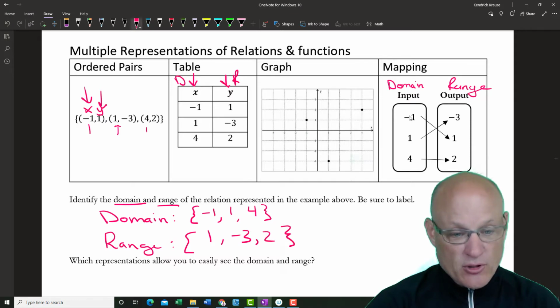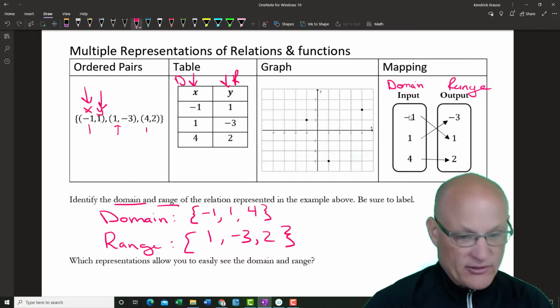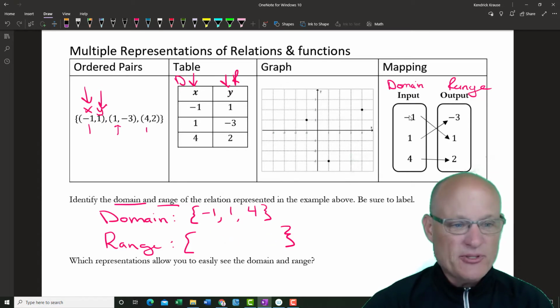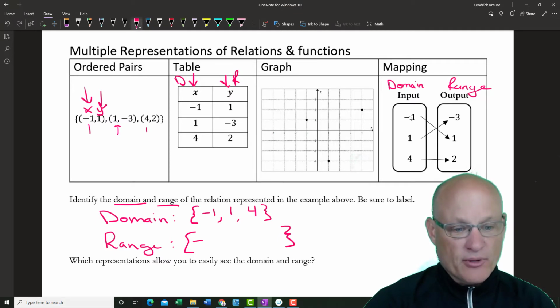Should you list those in order? Probably. It's probably better just to list them in order. I'm going to actually do that. I don't know if it makes a huge difference, but generally in math, we like to have things ordered. So we'll go -3, 1, and then 2.